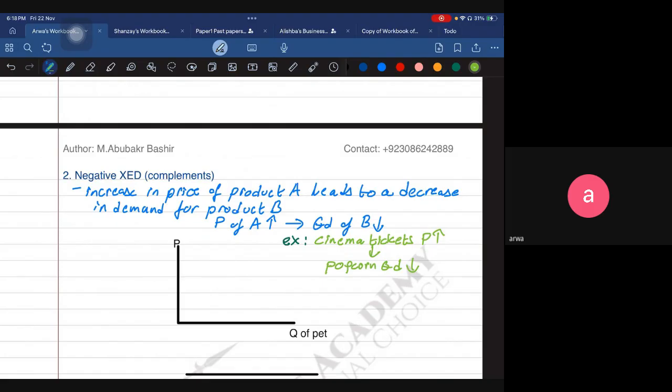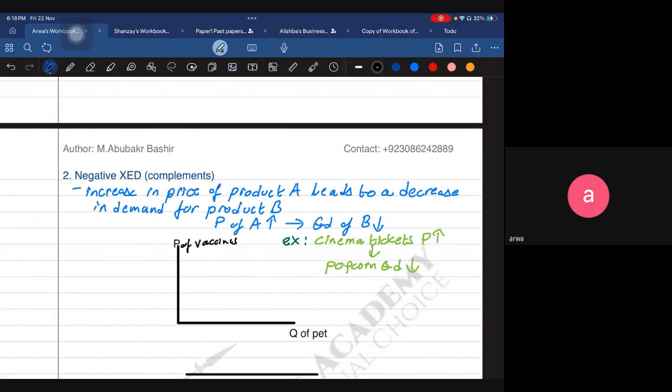Yes, sir. Okay, so this question was the price of the vaccines and the quantity of pets you are having, the number of pets that you will have. So if the price of vaccines increases, pets will become really expensive.